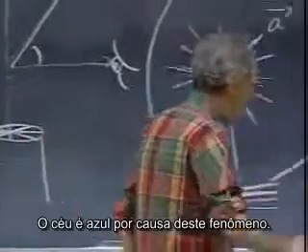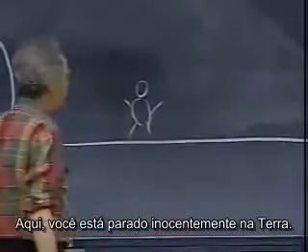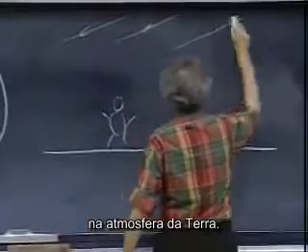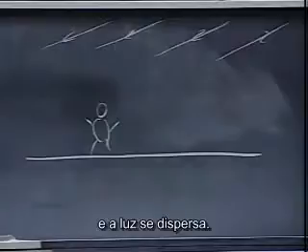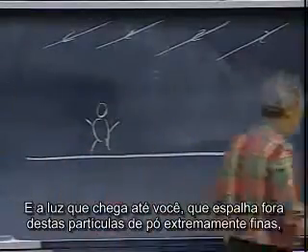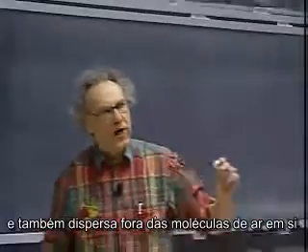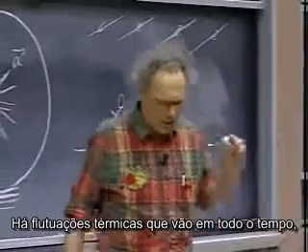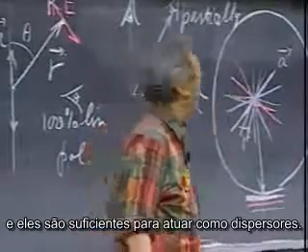The sky is blue because of this phenomenon. Here, you are standing innocently on the Earth, and sunlight is coming in onto the Earth's atmosphere. The sun is there. The sunlight comes in, and the light scatters. The light that reaches you scatters off extremely fine dust particles, and it also scatters off the air molecules themselves. There are thermal fluctuations that go on all the time, which cause density fluctuations in the air, and they are sufficient to act as scatterers.